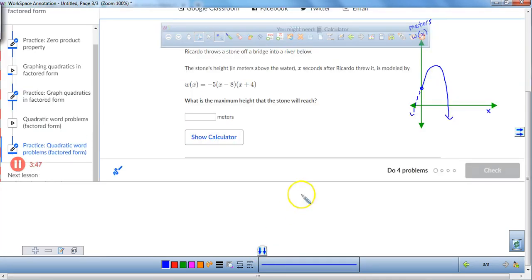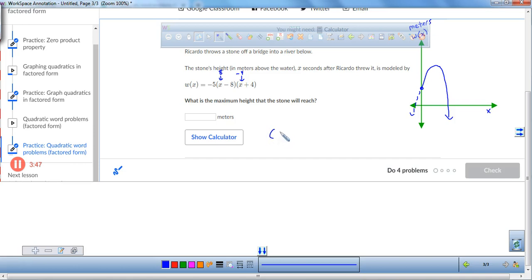Here's how you would do it by hand. It says, what is the maximum height? So the first thing we do is we find our two zeros. To find our zeros, we figure out what number would be plugged in there to make it equal to 0. Well, the number 8. 8 minus 8 is 0. -4 plus 4 is 0. So I have two of my zeros.